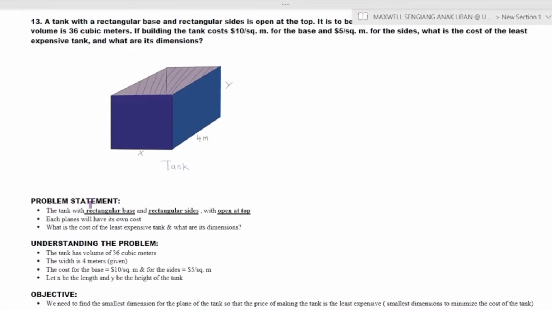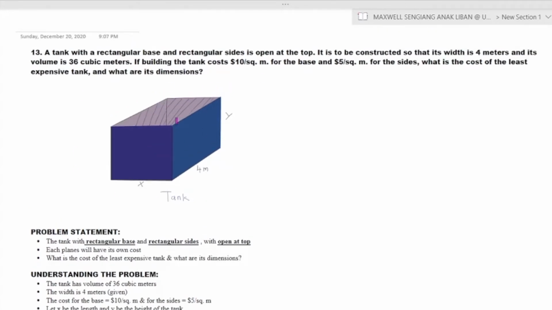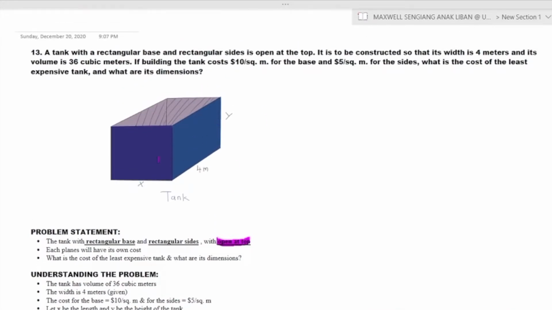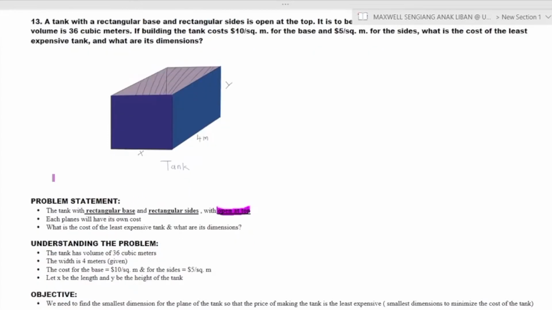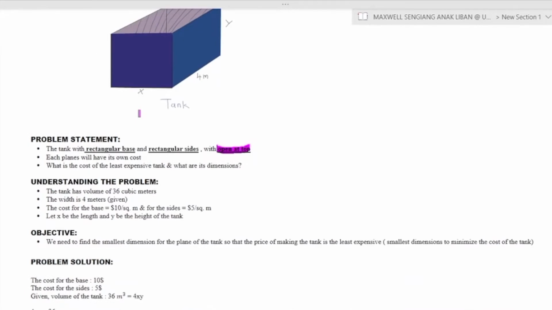Here is the tank with a rectangular base and rectangular sides, open at the top. Make sure the diagram that you draw has an open top, not closed, and all the planes used to make the tank have their own cost. The question is, what is the cost of the least expensive tank and what are its dimensions? We move to the next part, understanding the problem.